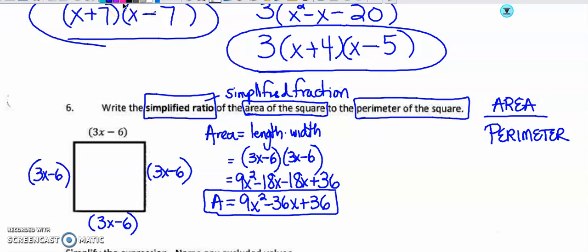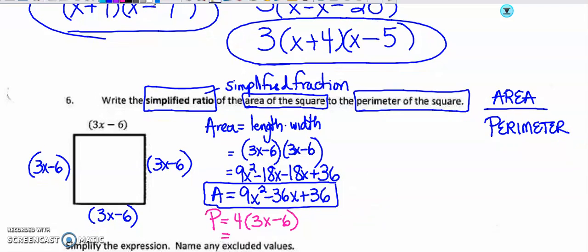Next, you want to find the perimeter. So perimeter, we're going to add up all the sides. Another way other than adding up all the sides is taking 4 times a side. That's another way of doing 3x minus 6 plus 3x minus 6 plus 3x minus 6 plus 3x minus 6. So when you multiply that, you get 12x minus 24. And that is your perimeter.